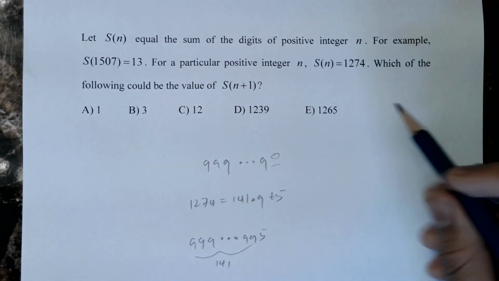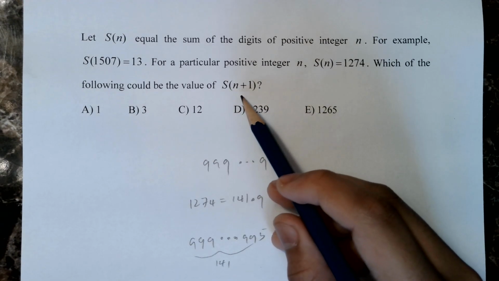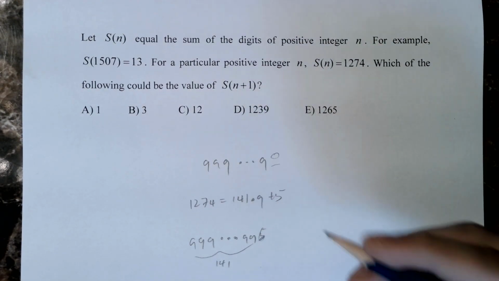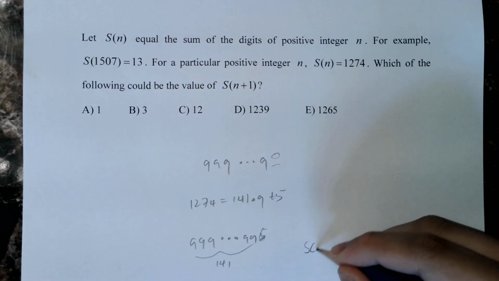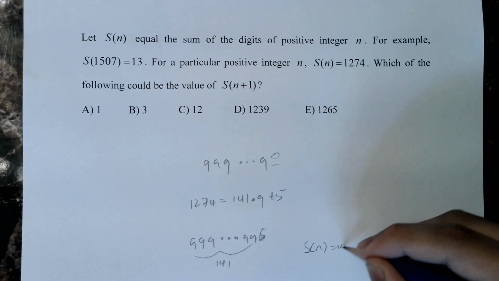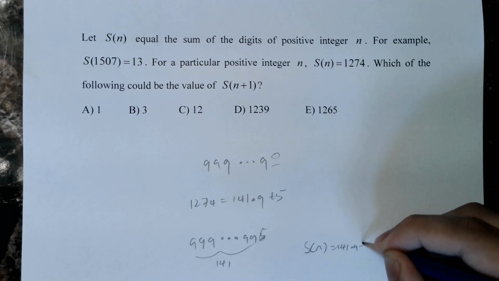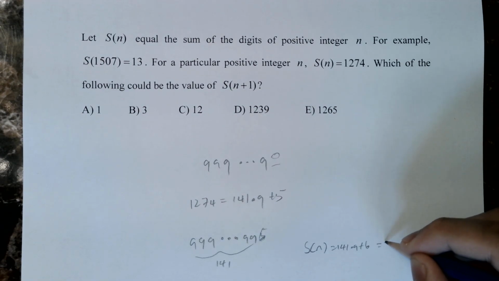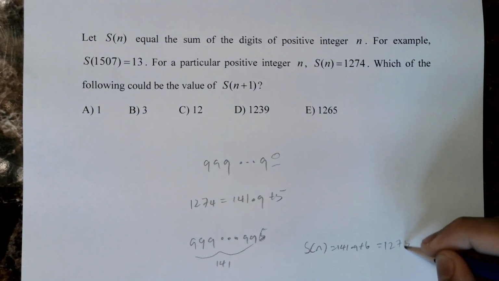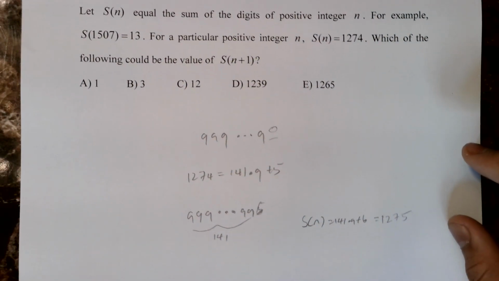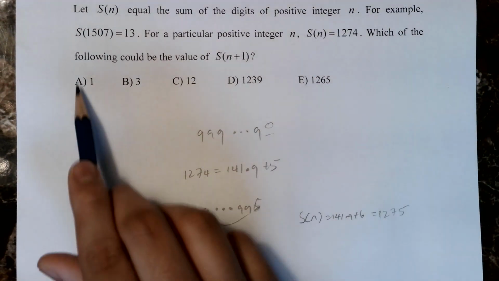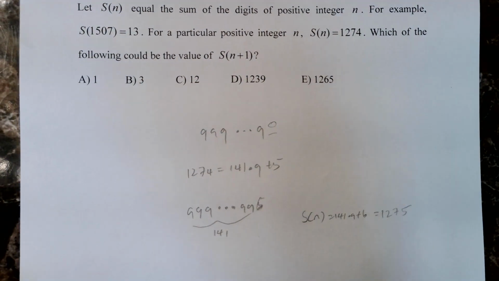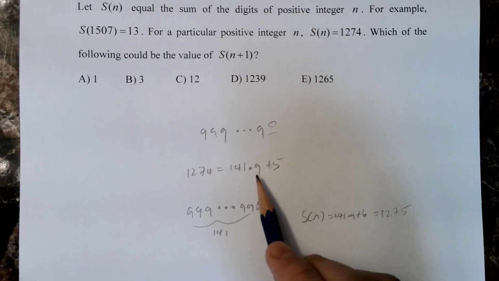Now, if you were to add a 1 to it, we need to find which of the following would be the value of Sn plus 1. So this would be a 6. Our Sn is equal to 141 times 9 plus 6, which equals 1275. Now, obviously, 1275 is not one of our answers. So let's put the 5 somewhere else.